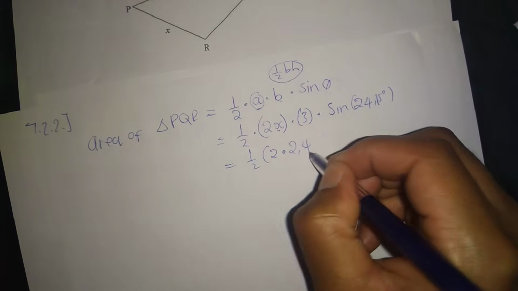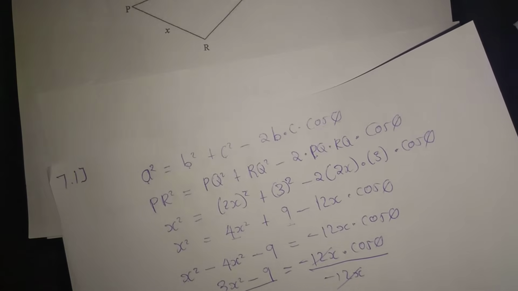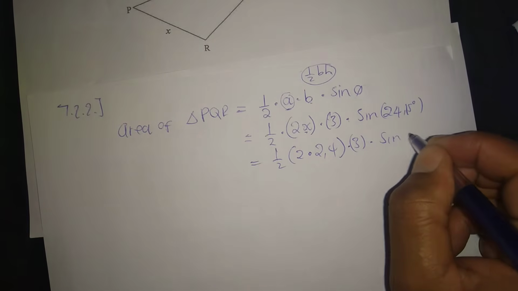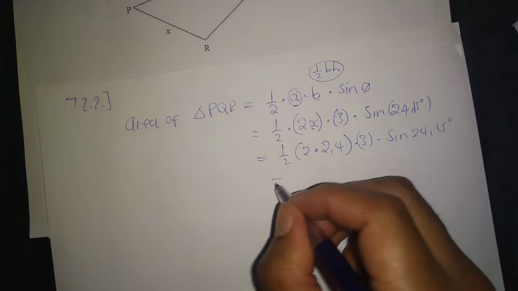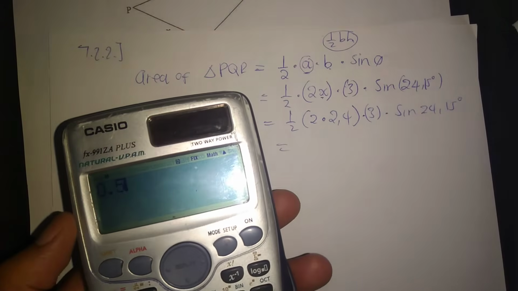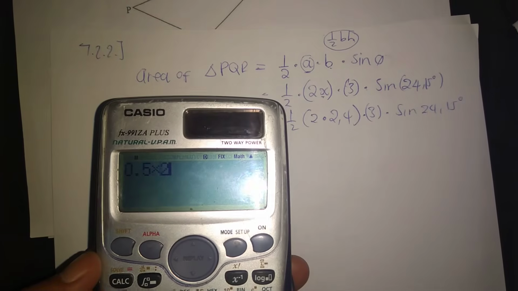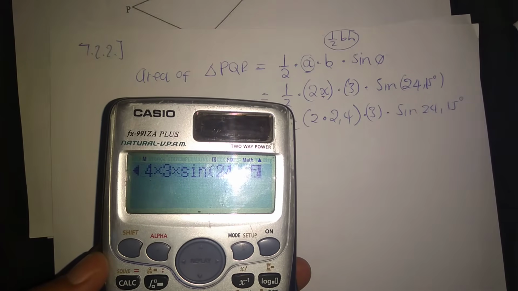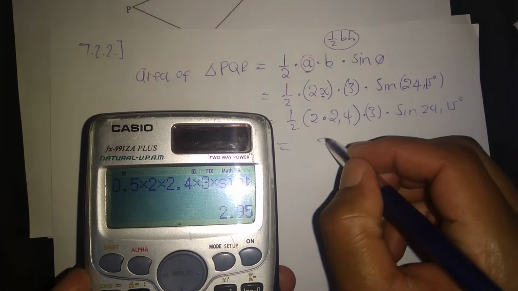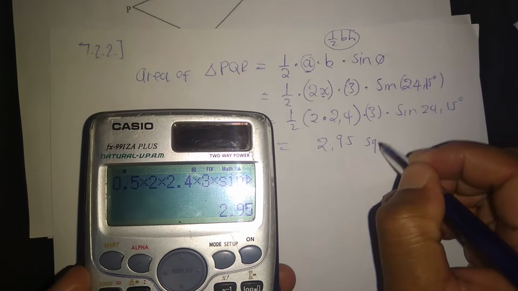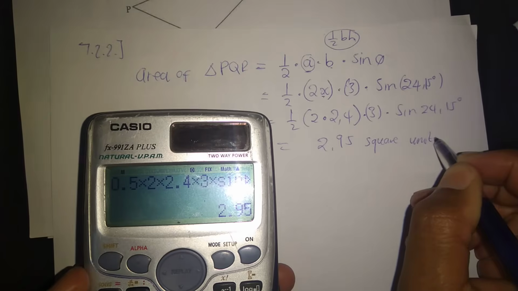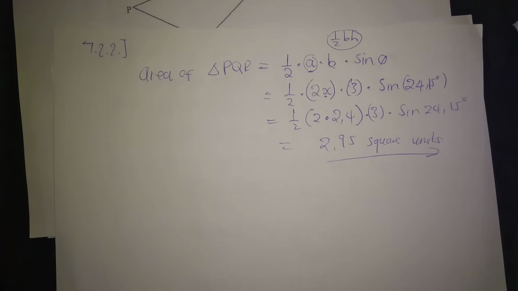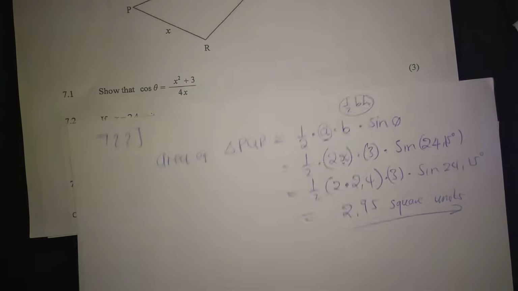So equal to 2 times, when x is 2.4, times 3. And then as you punch it in again, it's 0.5, which is a half, times 2 times 2.4 times 3 times the sine of 24.15 degrees. Answer is what? 2.95 square units. This is our final answer. Square units. The area is calculated in squares. It's square units.